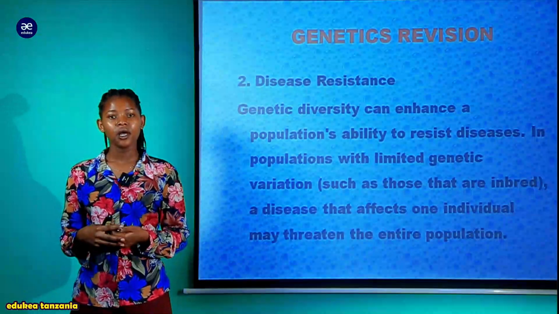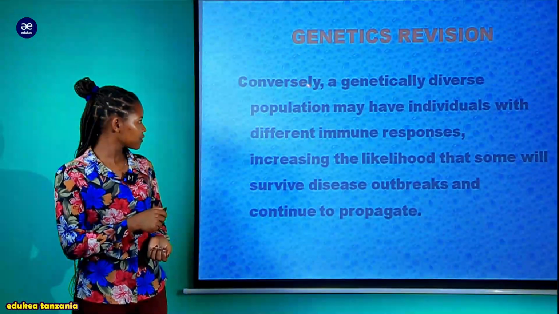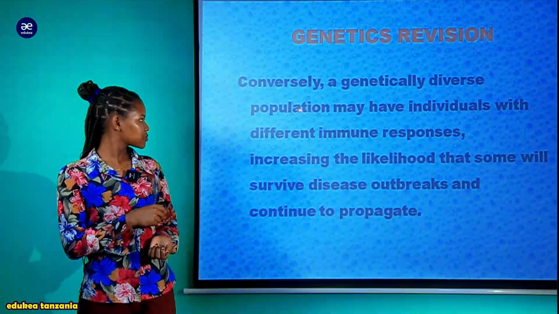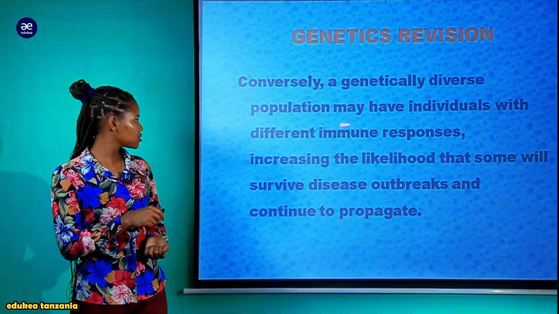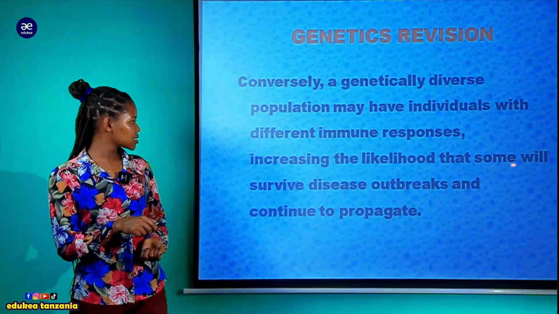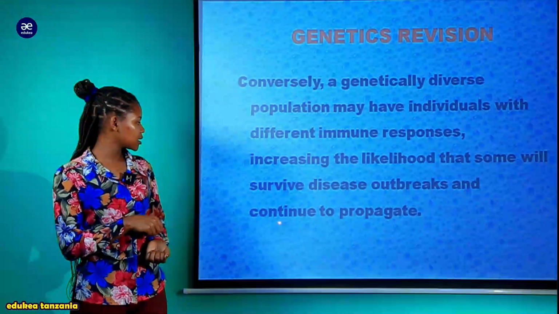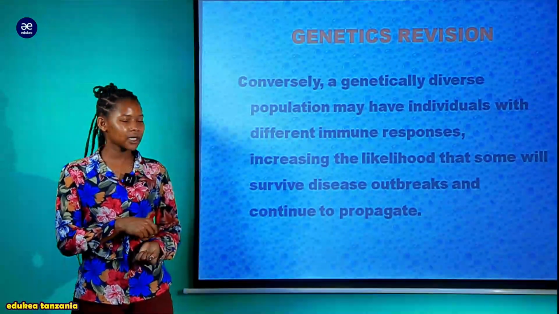And now my dear student, twende tukaangalie another explanation. Conversely, a genetically diverse population may have individuals with different immune response, increasing the likelihood that some will survive disease outbreaks and continue to propagate.